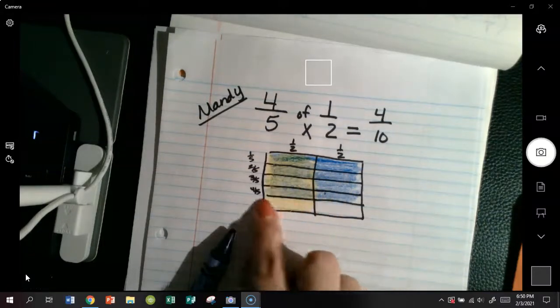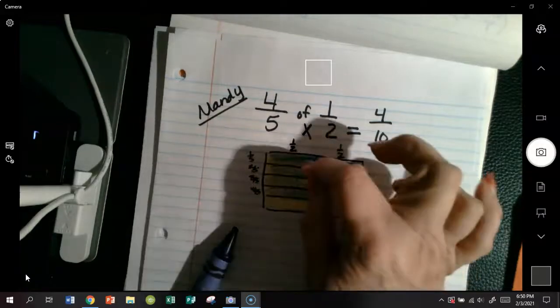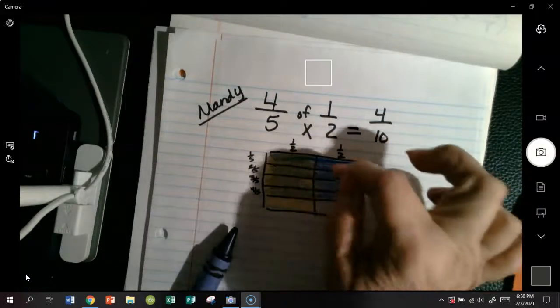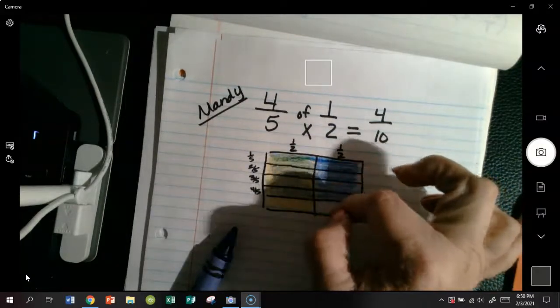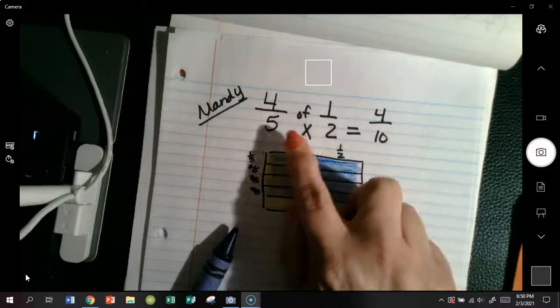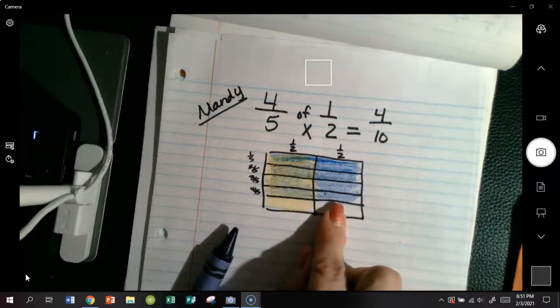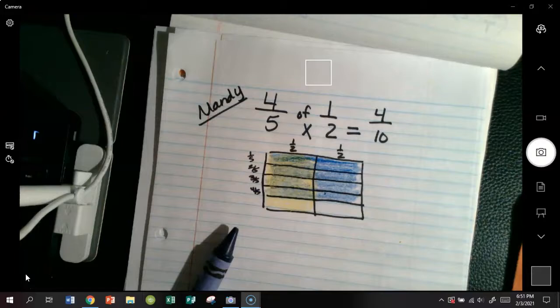But now I need to ask how many partitions are in the whole. And I have 1, 2, 3, 4, 5, 6, 7, 8, 9, 10. So is Mandy correct in saying that 4/5 of 1/2 is 4/10? And does our model prove that she is correct? Okay. Now let's talk about what Tamara did.